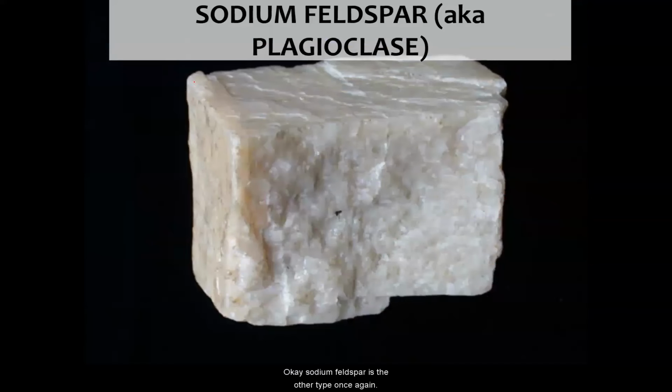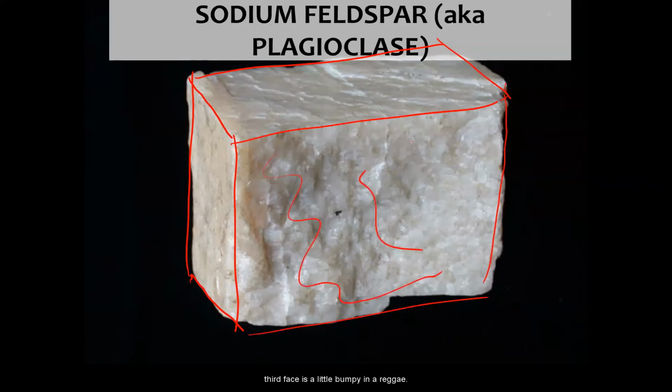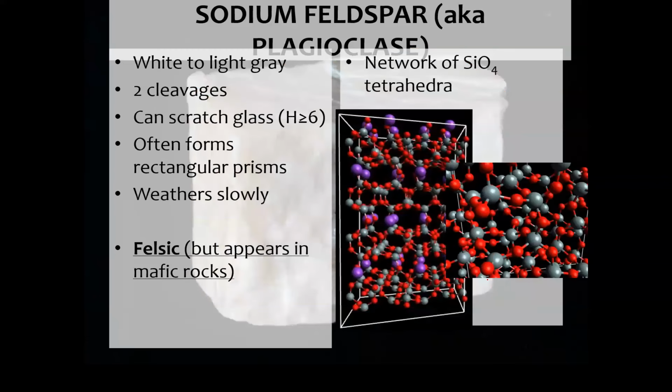Okay, sodium feldspar is the other type. Once again, it makes rectangular prisms. There's a nice regular cleavage face. There's a nice regular cleavage face. But then the third face is a little bumpy and irregular. Same idea as with orthoclase or potassium feldspar or K-spar.